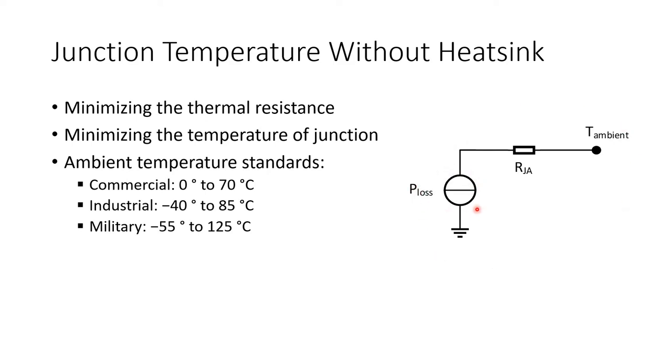We have a heat source, which is the total loss of conduction and switching losses. We have a junction to ambient thermal resistance, and we have the ambient temperature, which changes depending upon the temperature standards that you are going to use. There are different standards for different applications. For commercial applications, the ambient temperature can be chosen between 0 and 70 Celsius.